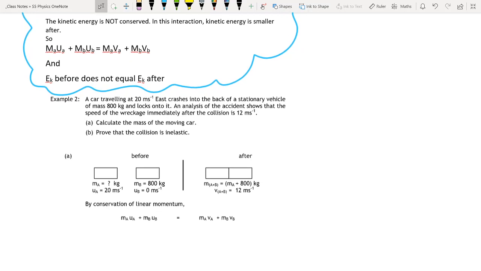A car travelling at 20 meters per second east crashed into the back of a stationary vehicle of mass 800 kilograms and locks onto it, so they move off together. An analysis of the accident shows that the speed of the wreckage immediately after the collision is 12 meters per second. So one started off moving, the other one's stationary, it hits it, and they both move off together. So first of all, calculate the mass of the moving car.